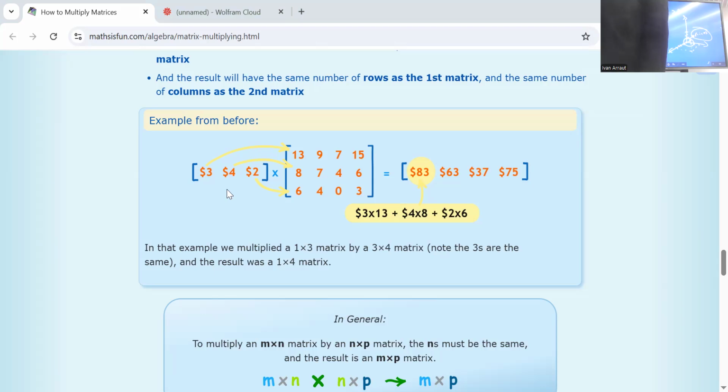Since this is a 1 times 3 matrix, multiplying a 1 times 3 matrix, 1 row, 3 columns, by 3 rows, 4 columns, then these two guys disappear. They are dummy indices, and at the end you obtain a 1 times 4 matrix, which is what happened here. It is one row, 4 columns.